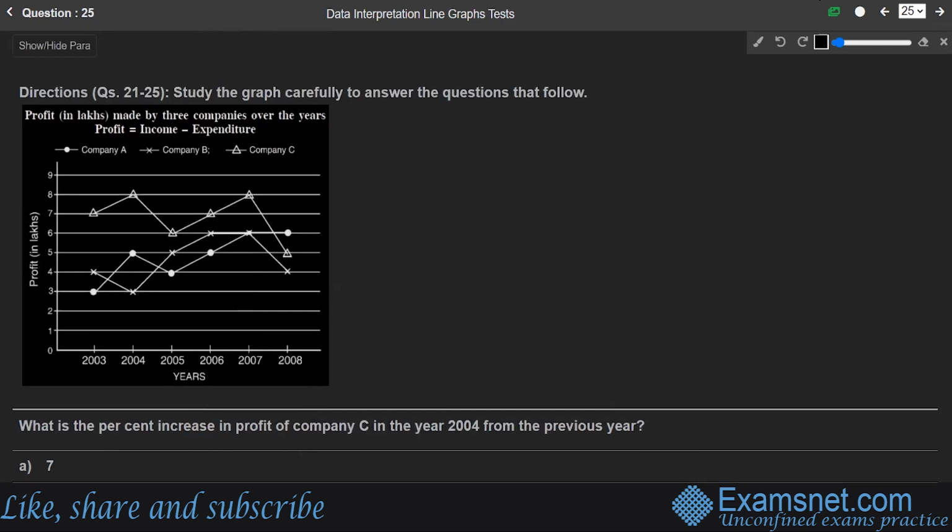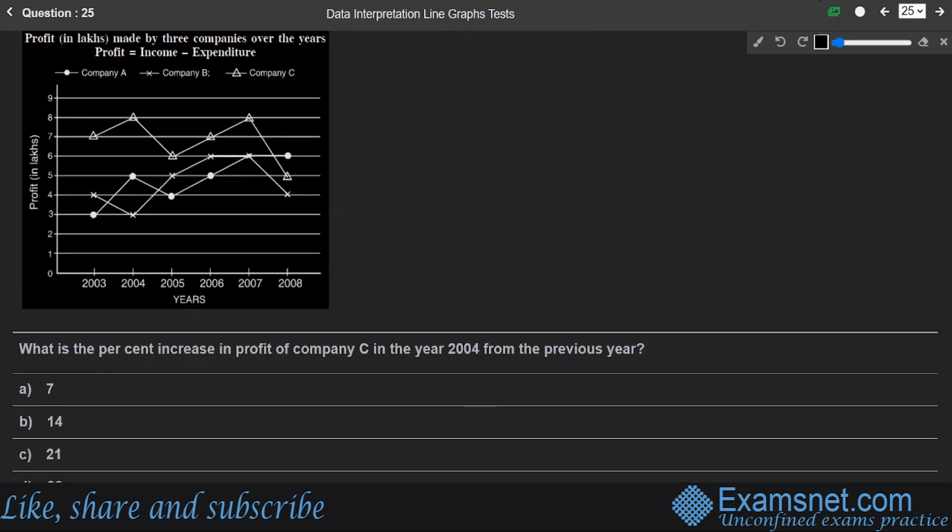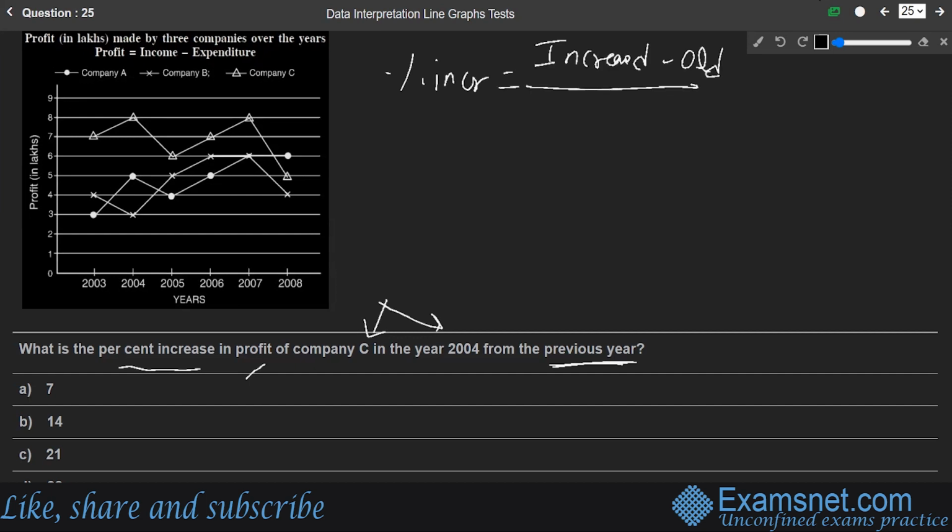Now, for the same graph, we are supposed to answer a different question. The question is, what is the percentage increase in profit of company C in 2004 from the previous year, that is 2003? So we have to see the percentage increase of C from 2003 to 2004. Percentage increase in any value is always given by increased value minus old value divided by the old value into 100%. This is how we find out the percentage increase.